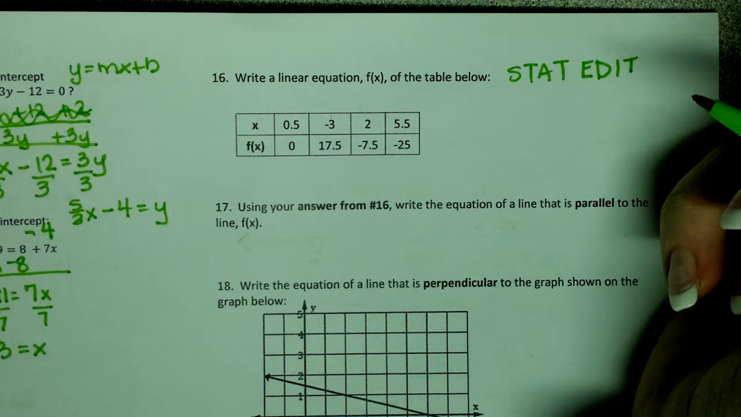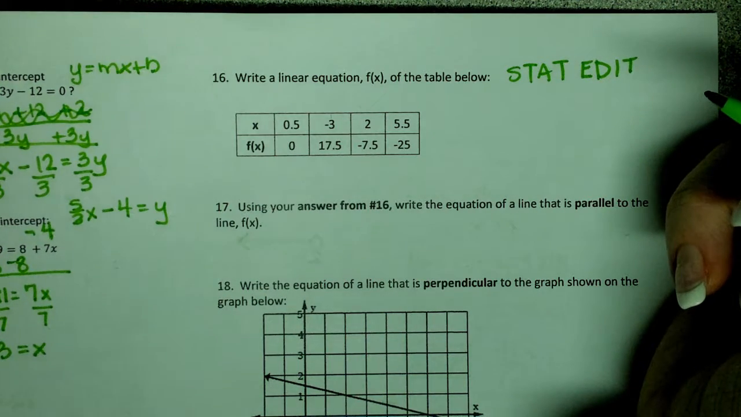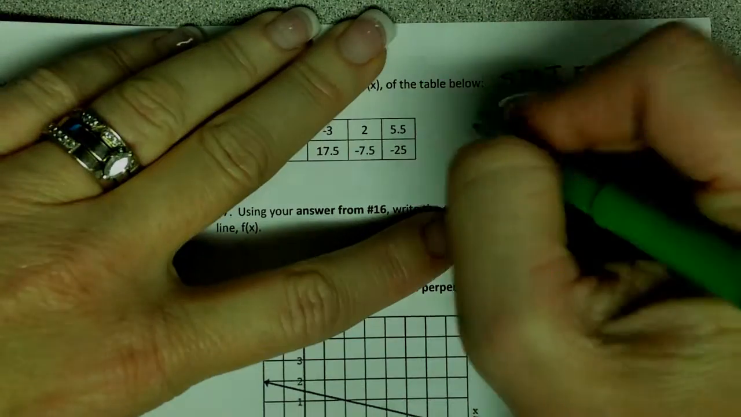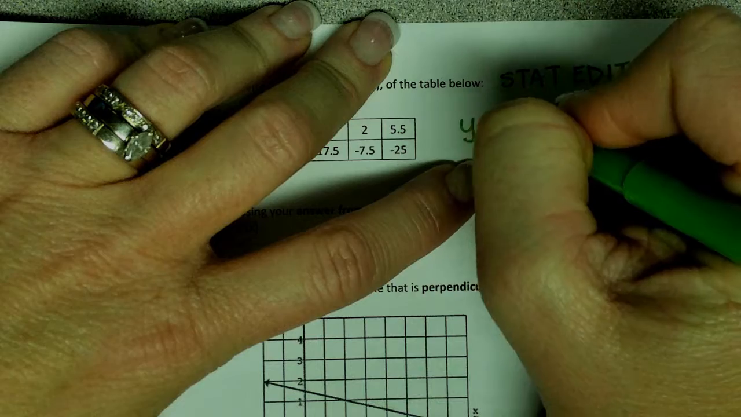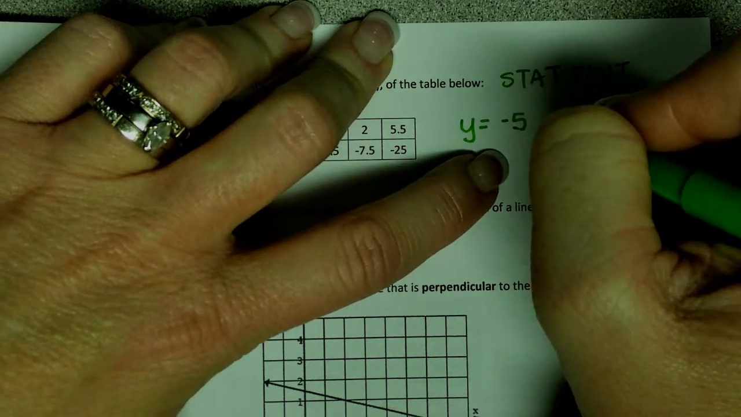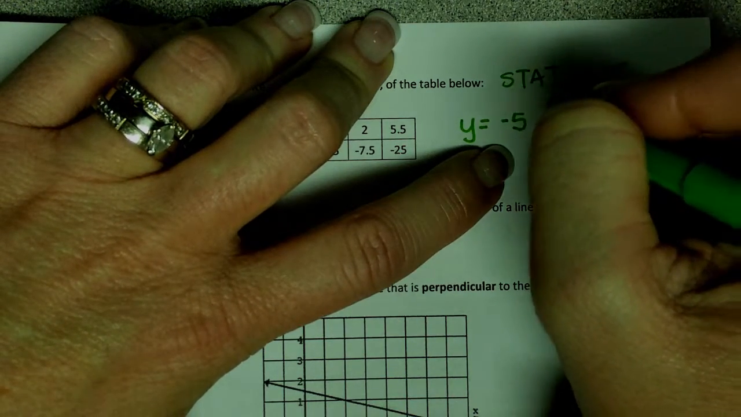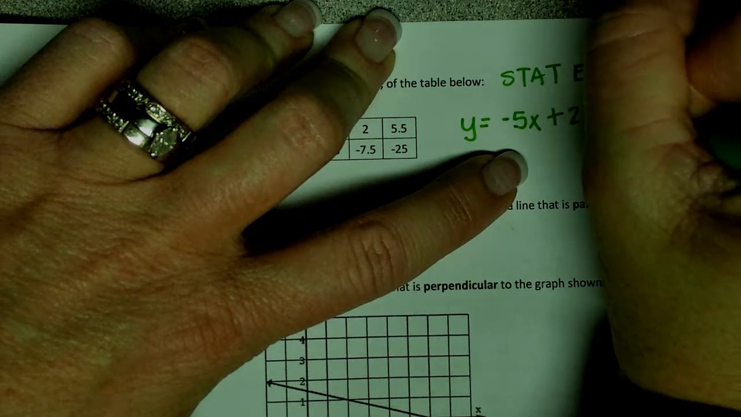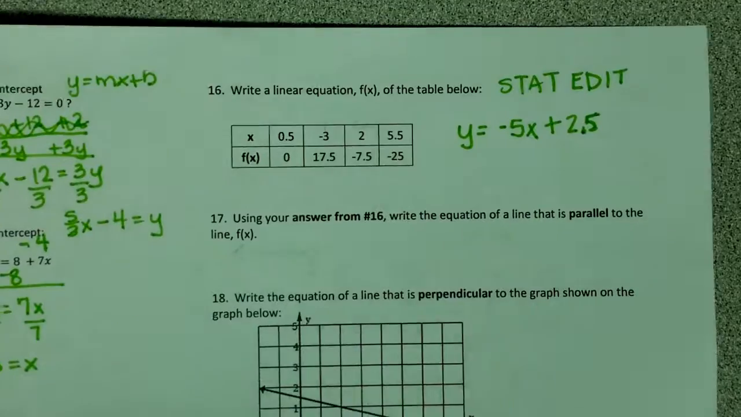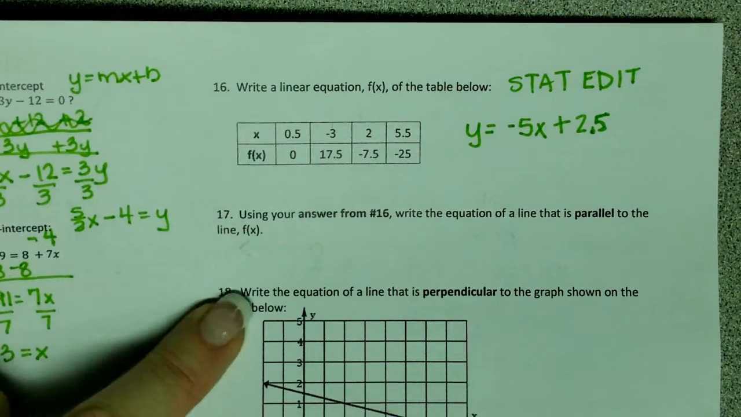I have y equals negative 5x plus 2.5. Say what? What is it? Y equals negative 5x plus 2.5. Good job. Ready for 17.